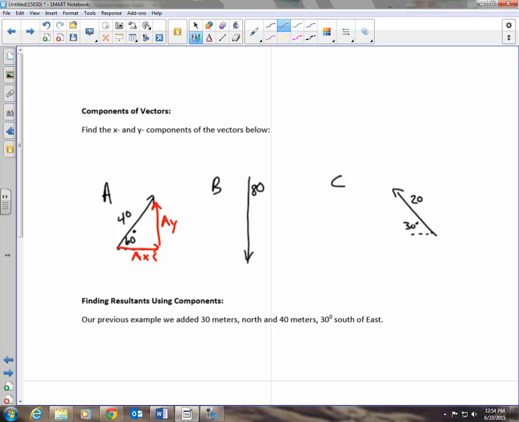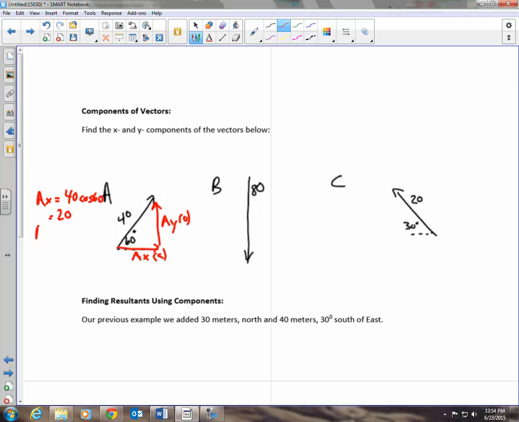Then we're going to use trig to find them. AX is the adjacent side, AY is the opposite side. I have the hypotenuse. So for AX, looking for the adjacent side, I have the hypotenuse. Adjacent over hypotenuse is cosine. So it's going to be 40 cosine 60. So that's going to give me a value of 20.